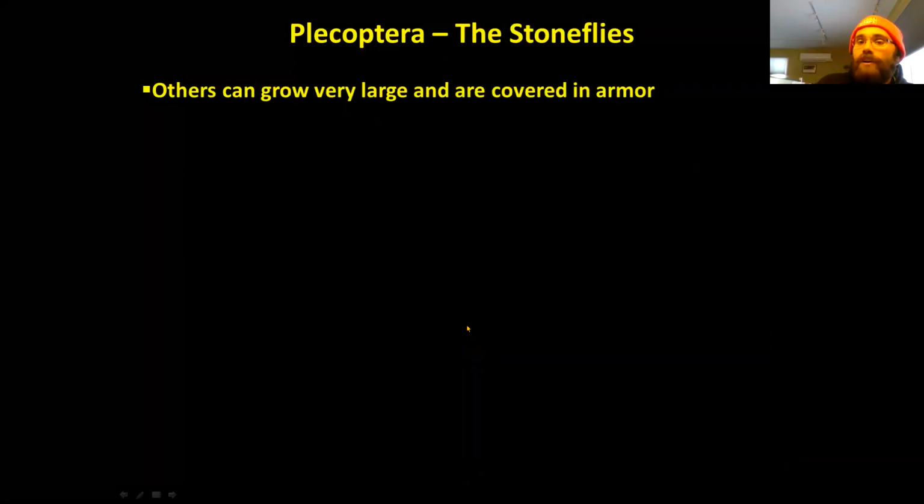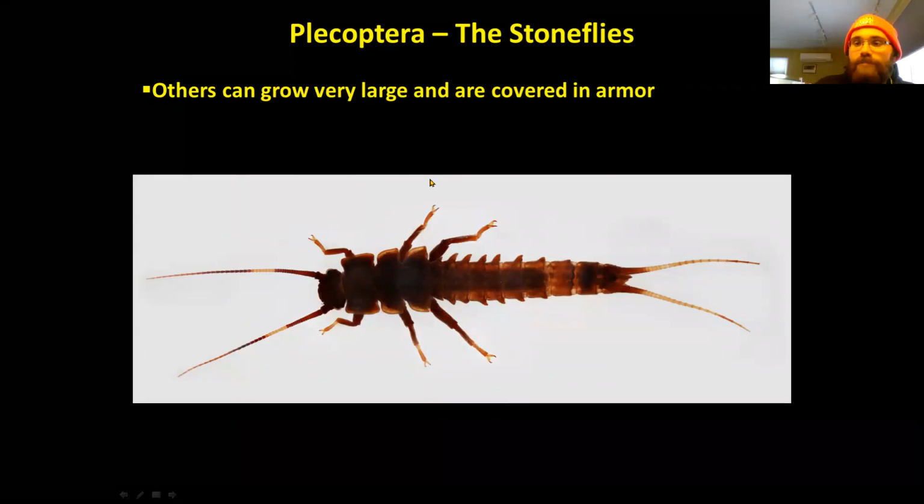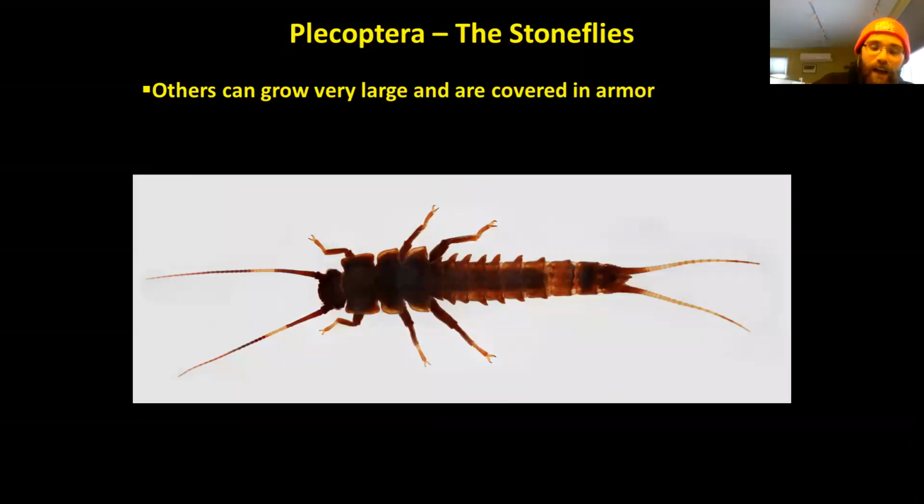Others can grow very large and are covered in armor. So this is that armored stonefly that we were looking at before. And these guys can grow as big as your finger. I have caught very large individuals of these critters when out in really nice streams. When they're afraid of you or any other predators near them, they'll curl up into a little ball to help protect themselves. They'll try and cover up their vulnerable underside and expose their armor basically to the predator that is attacking them.